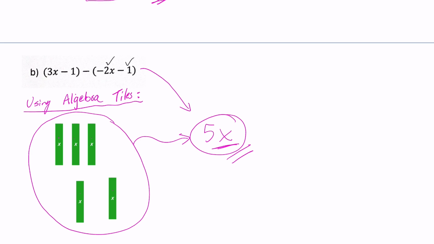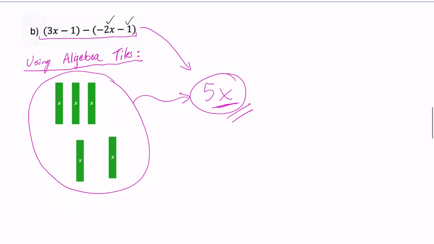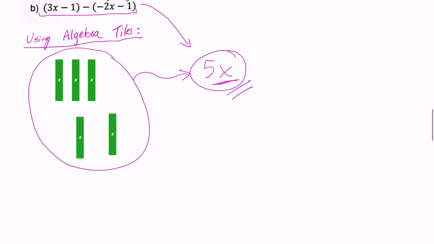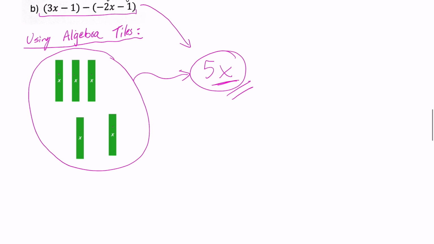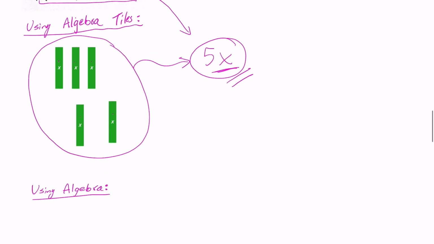That's why we have to learn how to simplify, because this is a lot, right? This is a little bit of a mess here. So we cleaned it up to just say it's 5x. Okay, and we did that using algebra tiles. Now let's do the same thing using pure algebra and see why this works. Let me show you how it also works using algebra rules.